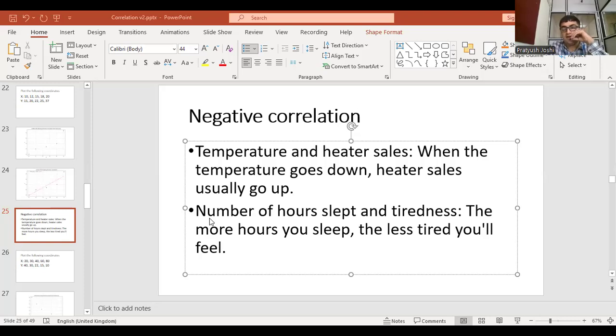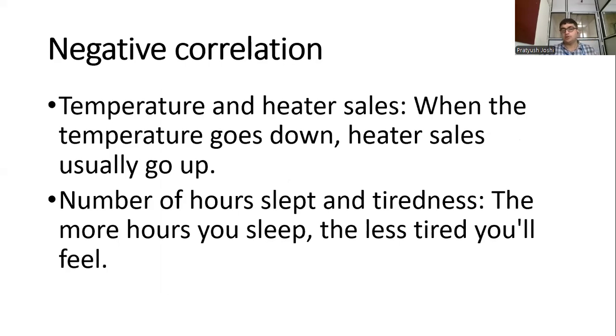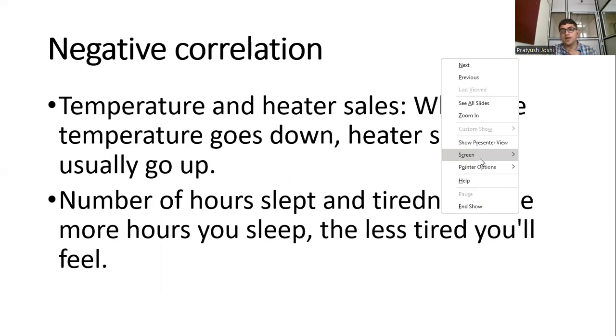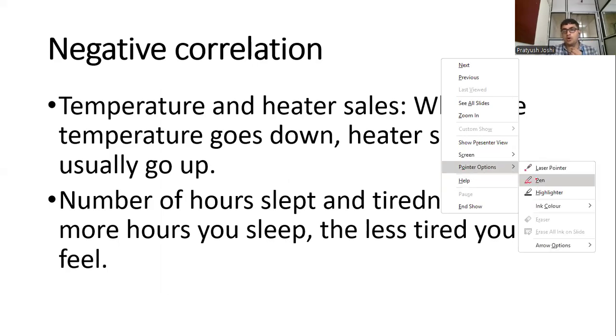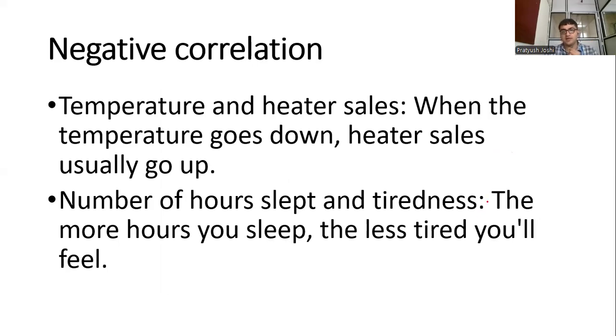Okay, now we will discuss negative correlation. So far we have discussed positive correlation. Now we will discuss negative correlation. Let's take two examples. One example is the temperature and heater sales. As the temperature goes down or it becomes colder, what you will observe is that more and more people will start buying heaters.